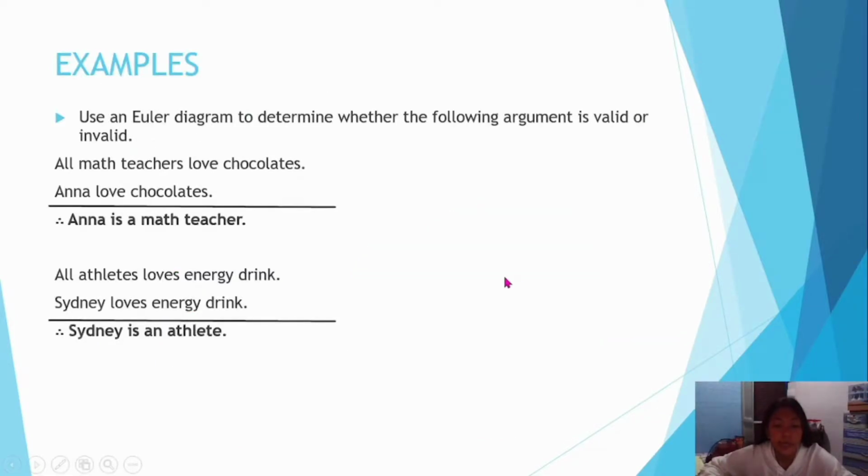Here is another example to better understand the use of Euler diagrams in determining whether an argument is valid or invalid. Here, the premises are: all math teachers love chocolates. Anna loves chocolates. And the conclusion is, therefore, Anna is a math teacher. To better understand this example, let me show you the Euler diagram for this argument.